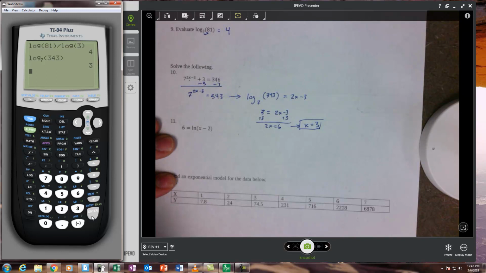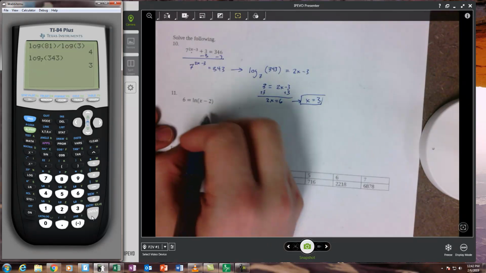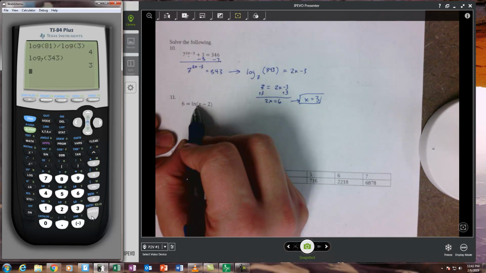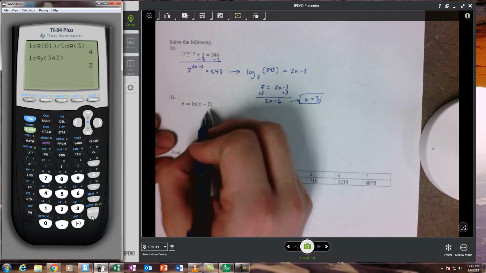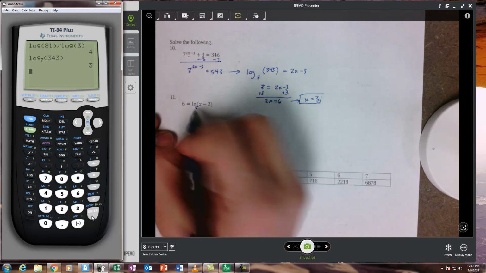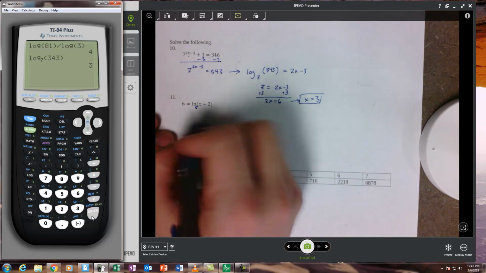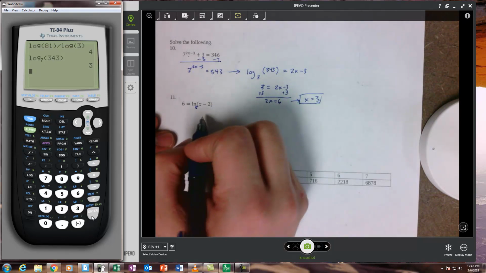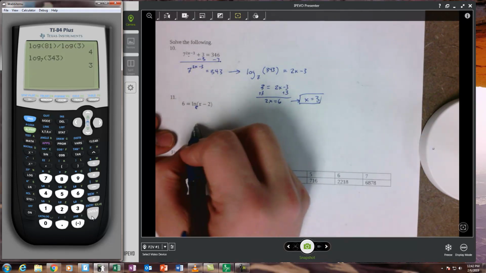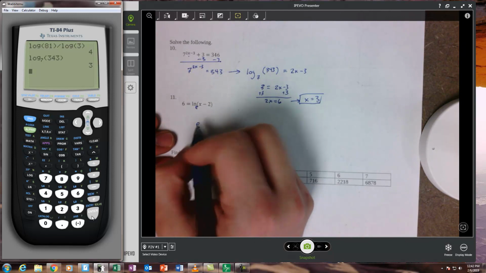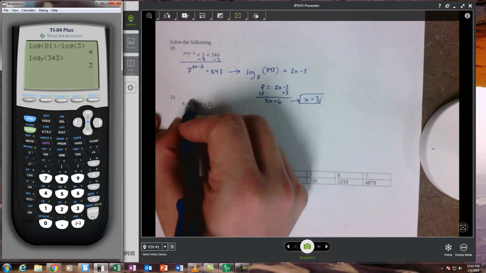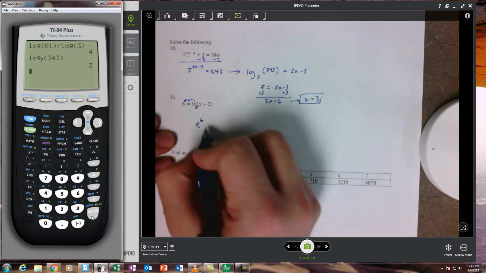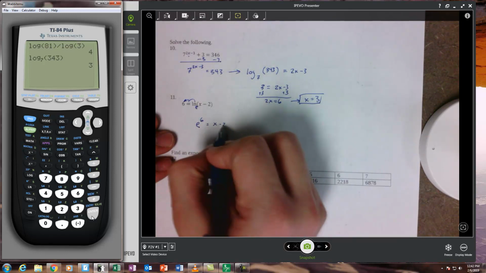That wasn't so bad. Number 11, very similar idea, except that I have to get the logarithm to become an exponential. Now, ln, remember, has a base of e. Now, this ln is alone. There's not a 4 in front of it. There's not a plus 7 somewhere. So this is actually ready to be changed. Its base is e, so I'm going to do e. And every logarithm equals the exponent. So the exponent in this problem must be 6 equals x minus 2.